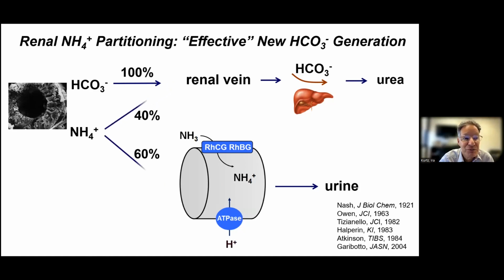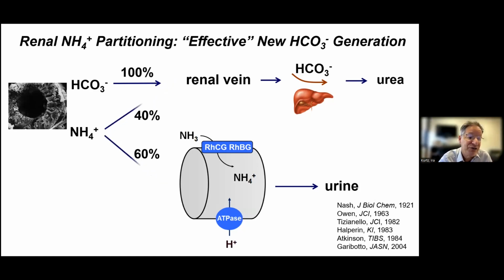In fact, the majority of the ammonium it makes into the urine. So it brings up the concept that we call ammonium partitioning. All the bicarbonate that's generated from alpha-ketoglutarate is sent across the basolateral membrane and ultimately to the renal vein. But the ammonium that's produced in the cell is partitioned between the urine and the renal vein.